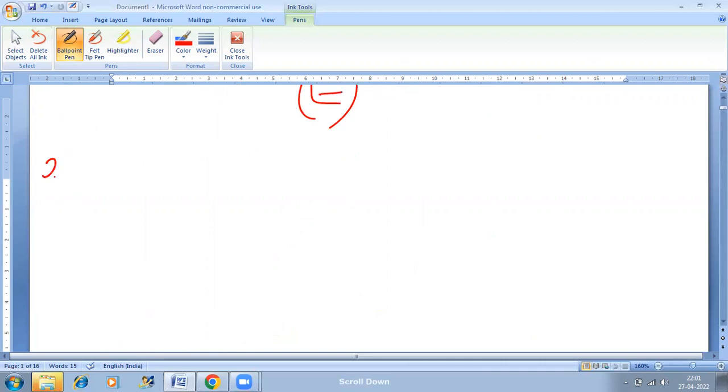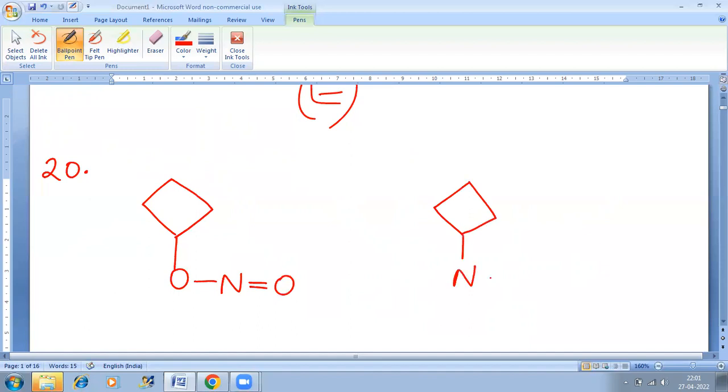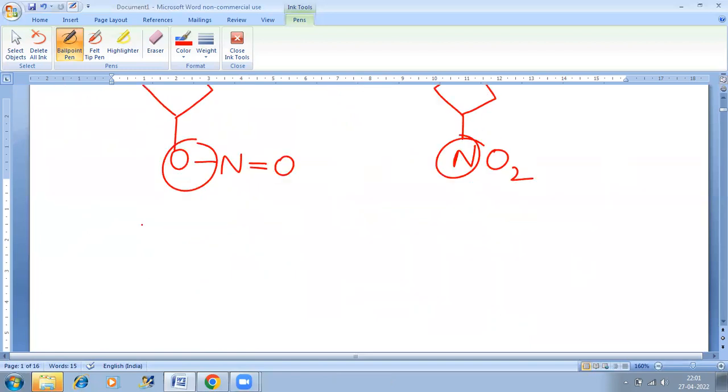Coming to the 20th question. Functional isomers. Functional isomers are those which contain different functional groups. If I look at the second option, then here it is ONO and here it is NO2. Hence these two are functional isomers. Here the linkage is through O, here the linkage is through N. So second option is correct.